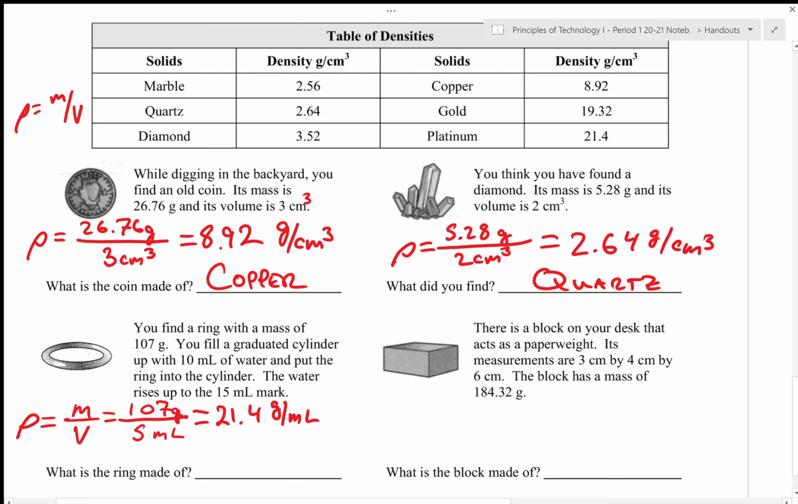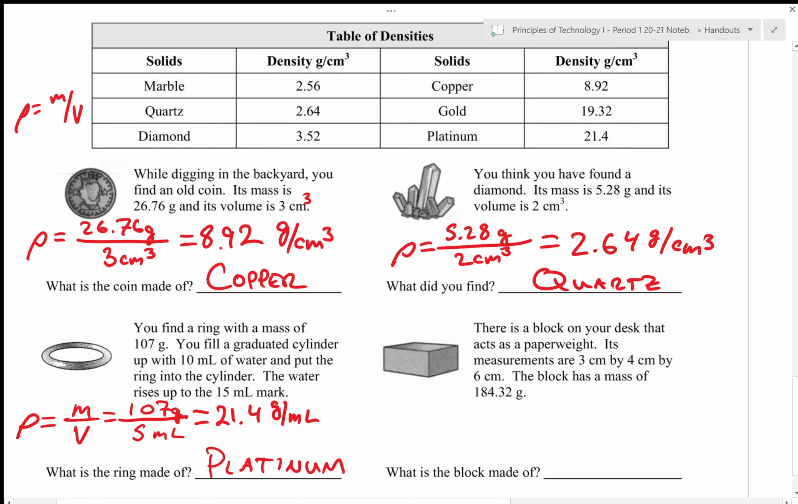which, if you recall the notes we did last week, milliliters, cubic centimeters, and cc's are all the same. So this 21.4 grams per milliliter is the same as the 21.4 grams per cubic centimeter that the chart is given in. So 21.4 grams per cubic centimeter is made of platinum.